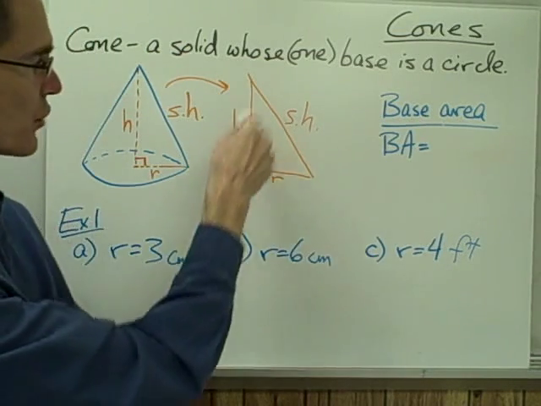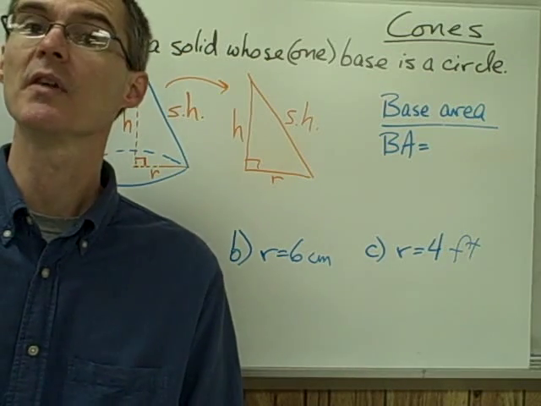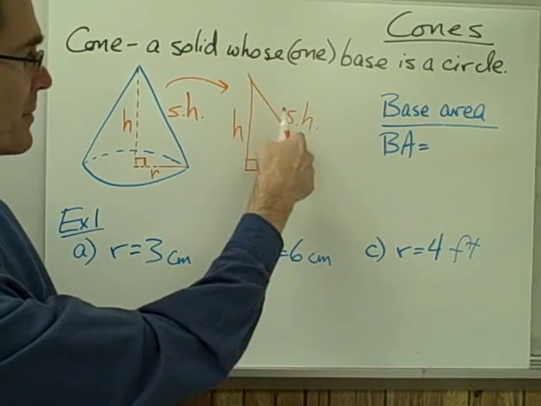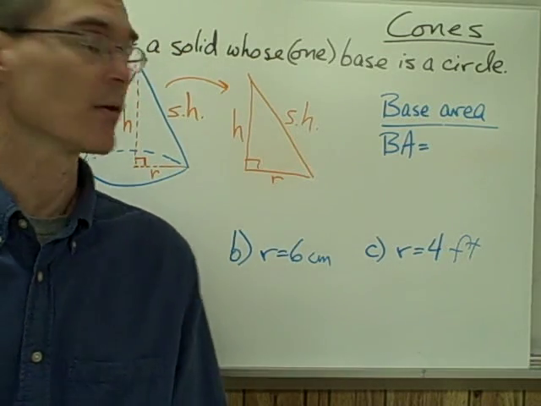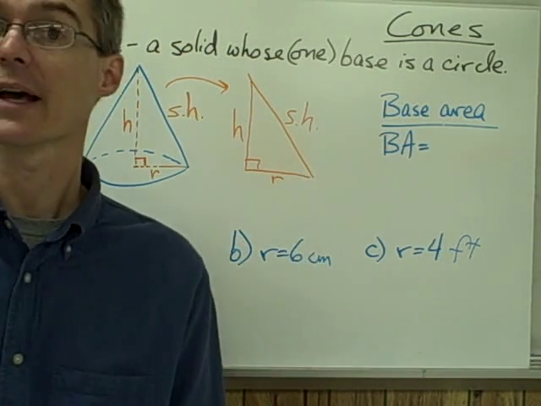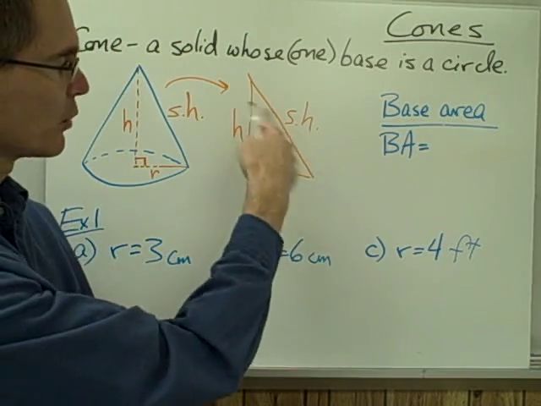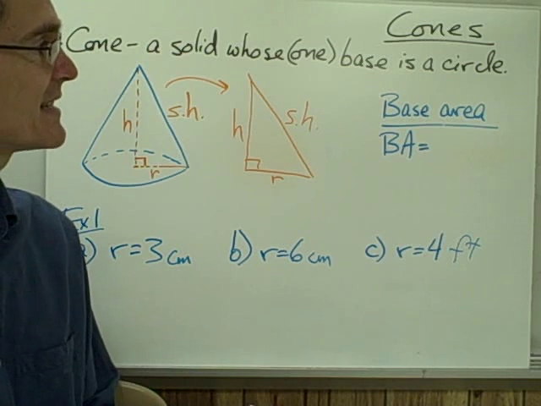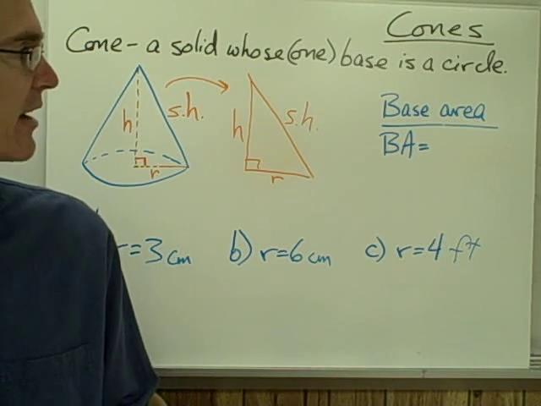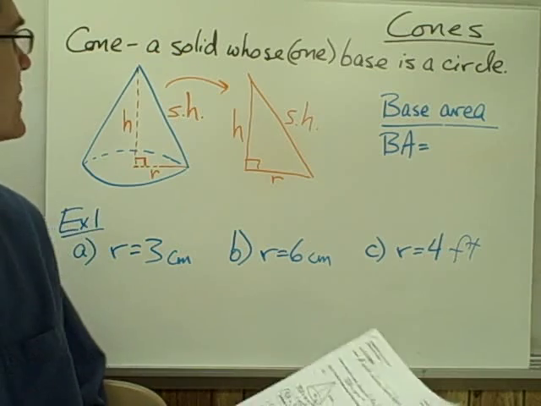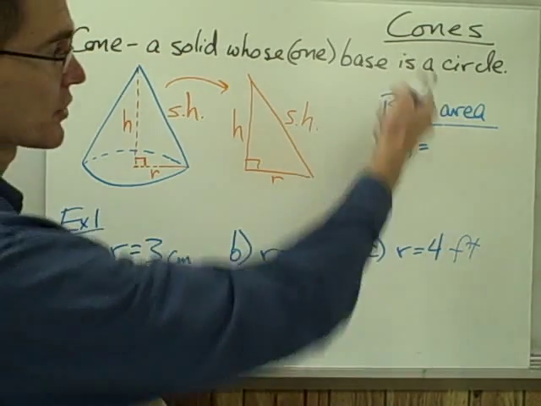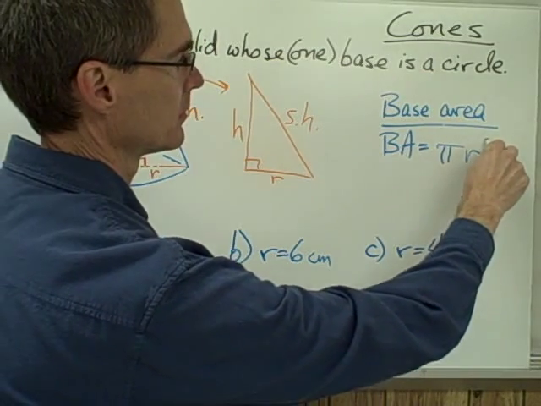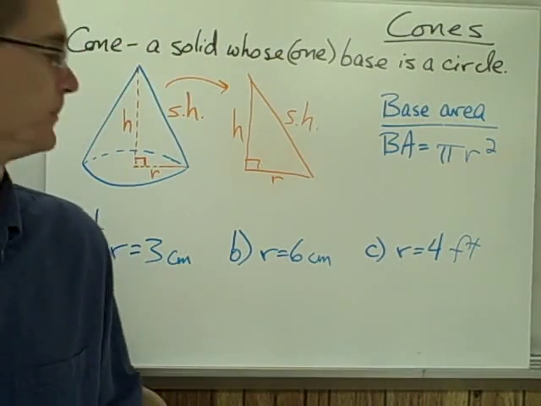And so this triangle, as you can probably imagine, is going to be very helpful for calculating certain dimensions of the cone that we might need to calculate one of our values, base area or lateral area or volume. And if we're not given that value, we're going to use this right triangle to calculate it. So the first thing we're going to look at is base area. Since our base is a circle, the base area of a cone is just the area of a circle, which is pi r squared.